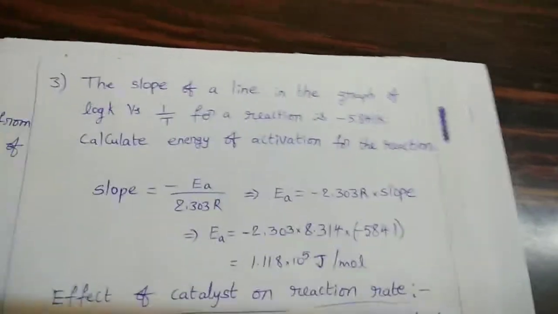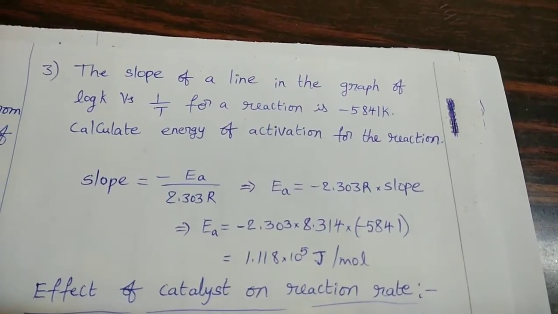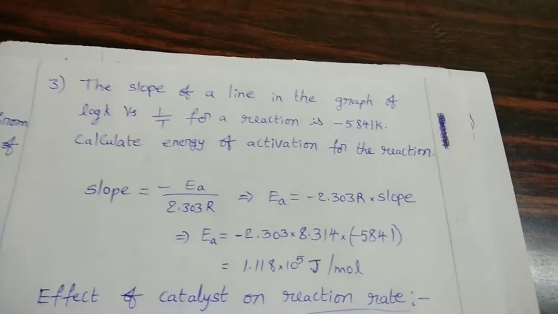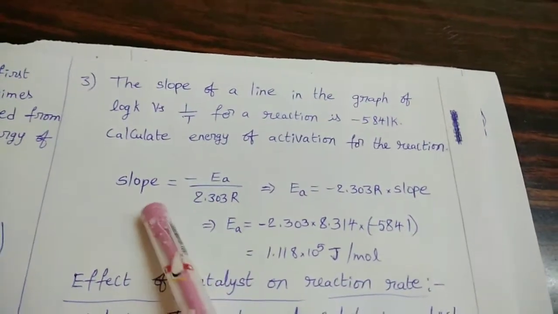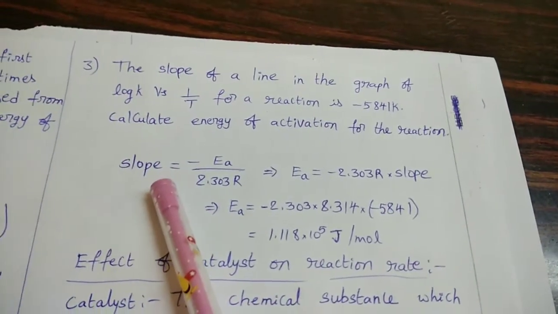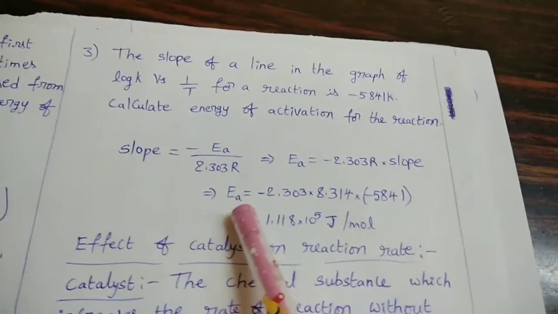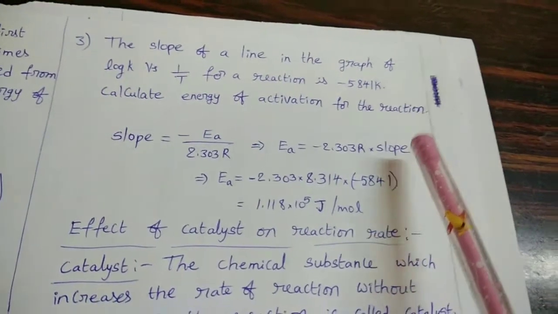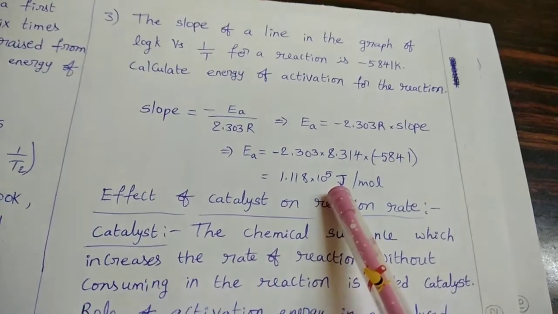Next, the slope of a line in the graph of log K versus 1 by T for a reaction is minus 5841 Kelvin. Calculate the energy of activation for the reaction. So slope is given. From the Arrhenius equation, from the graphical representation, we can get the slope formula, that equal to minus EA by 2.303 R. So activation energy equal to minus 2.303 R into slope. The slope value is given, substitute here, R value substitute, then we can get the activation energy.